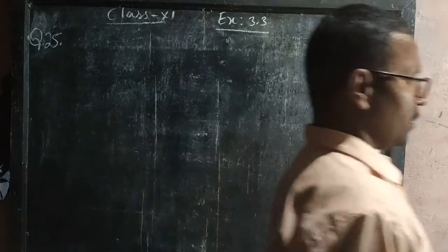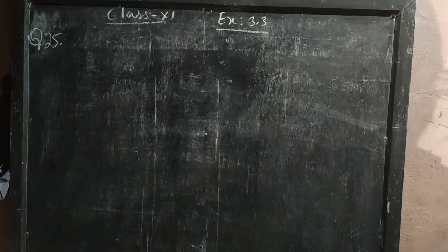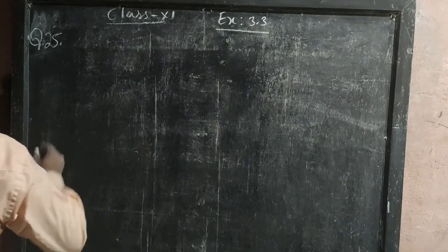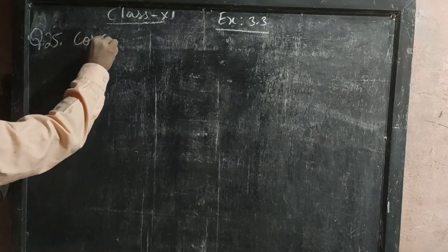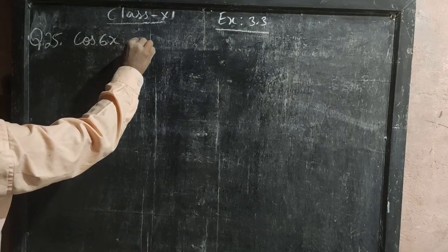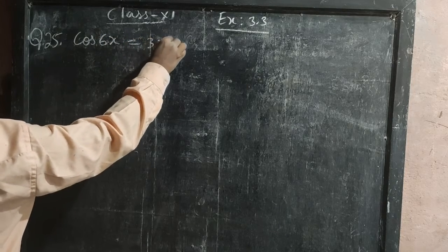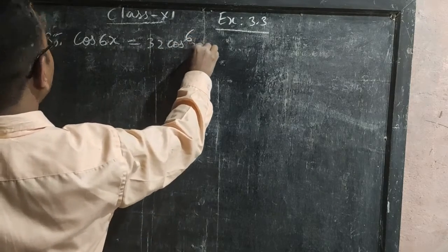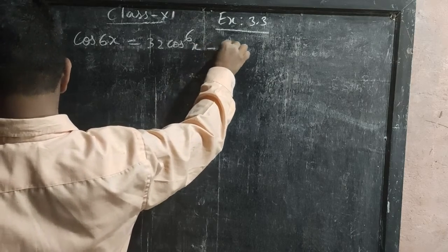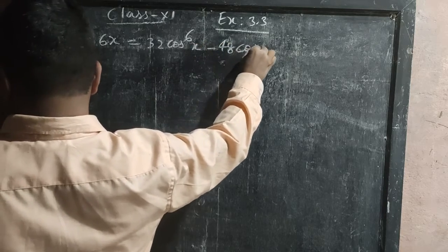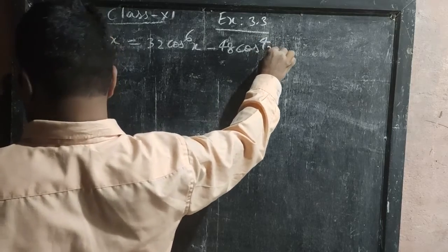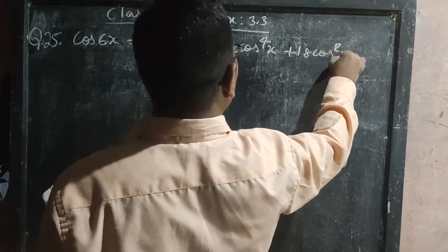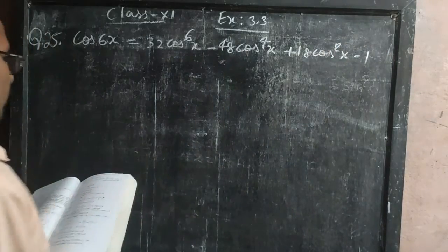So let's see here, question number 25. In question number 25 it is given that cos 6x is equal to 32 cos to the power 6 x minus 48 cos to the power 4 x plus 18 cos square x minus 1. This much is given here.